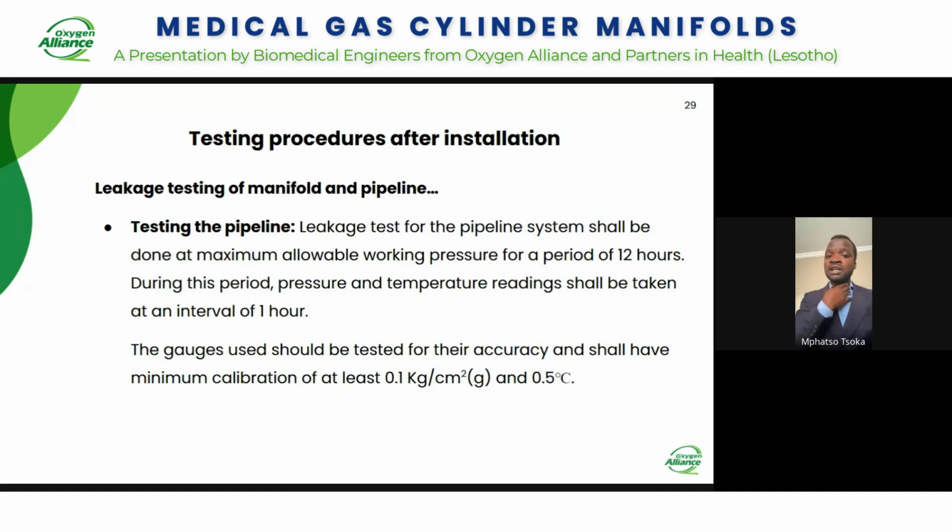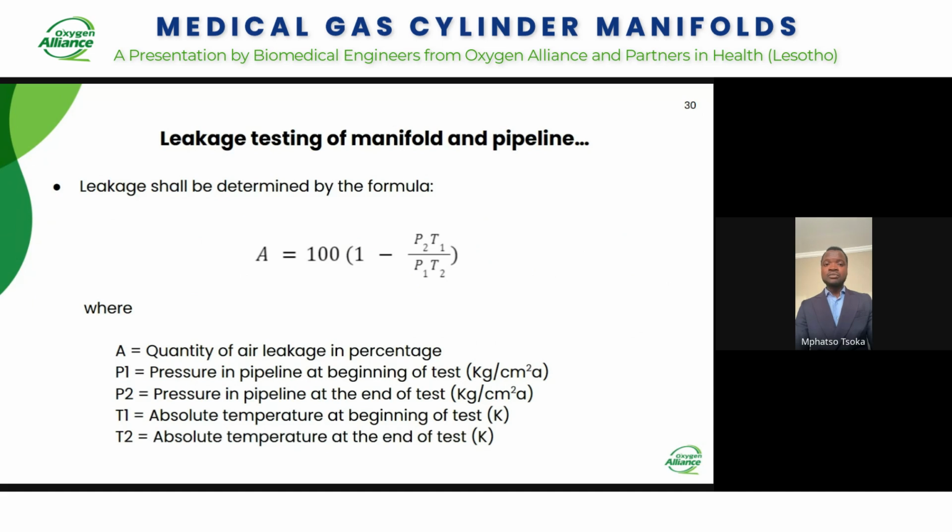And during this period, the pressure and the temperature readings shall be taken at an interval of 1 hour. So you're going to record pressure 1, which is the initial pressure before pressurizing it, and also the final pressure after pressurizing it within the space of 1 hour. And the same with temperature as well. And the gauge used should be tested for accuracy and shall have a minimum calibration of at least 0.1 kilogram force per centimeter squared and 0.5 degrees Celsius. And we know 0.1 kilogram force per centimeter squared is about 0.1 bars, because there's an equivalency of those units.